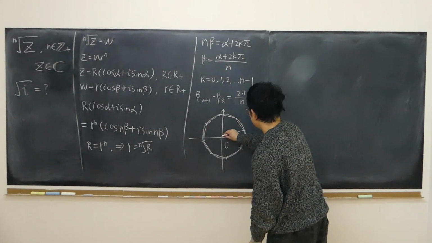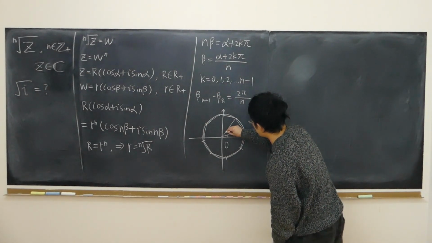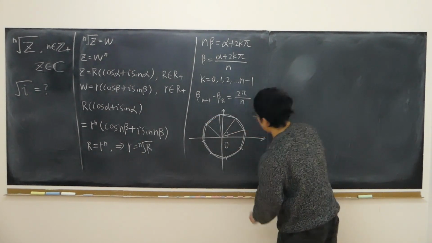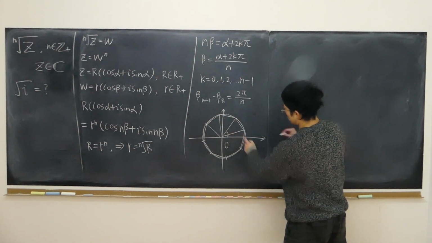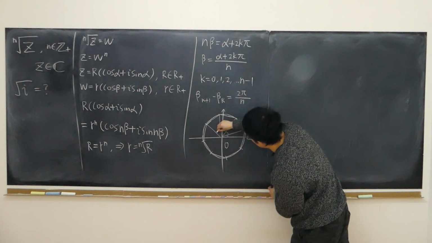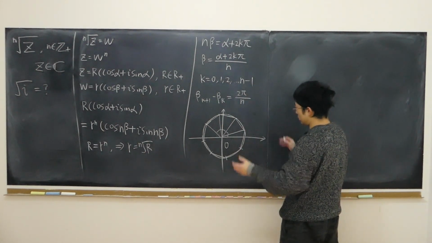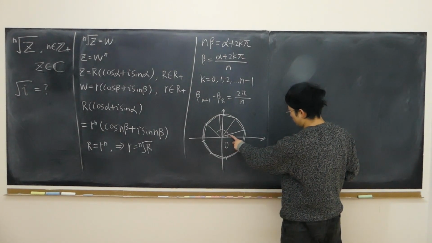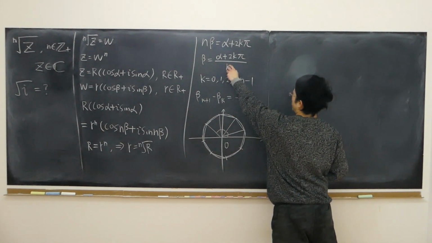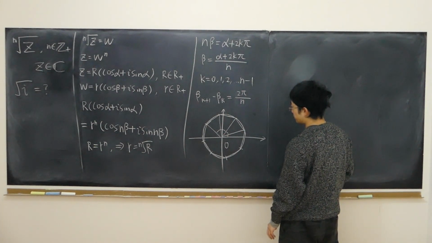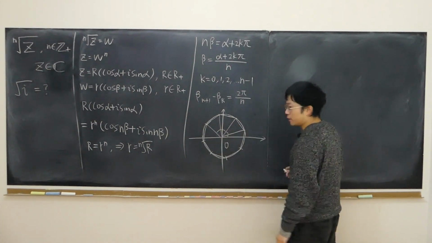So this angle, right? Here's another angle. This angle is equal to this angle, equal to this angle, equal to 2 pi over n, all equal to each other. And the original first angle is alpha over n, may be different from this one. Maybe same, maybe different. But this is the geometric meaning.